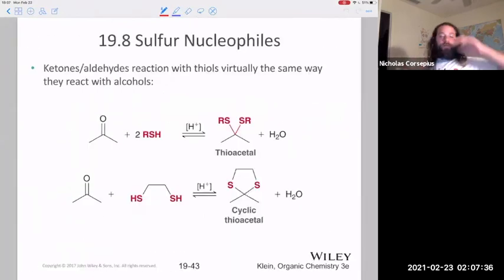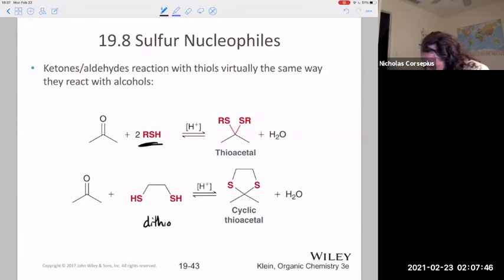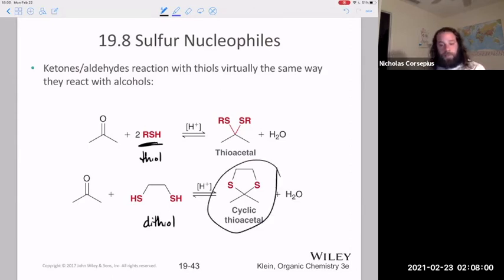Okay, and then we can do very similar things, but instead of using an alcohol or a diol, we use a thiol or a dithiol. Remember that oxygen and sulfur live in the same family on the periodic table, so they behave very similarly. This guy here is special though, the cyclic thioacetyl.